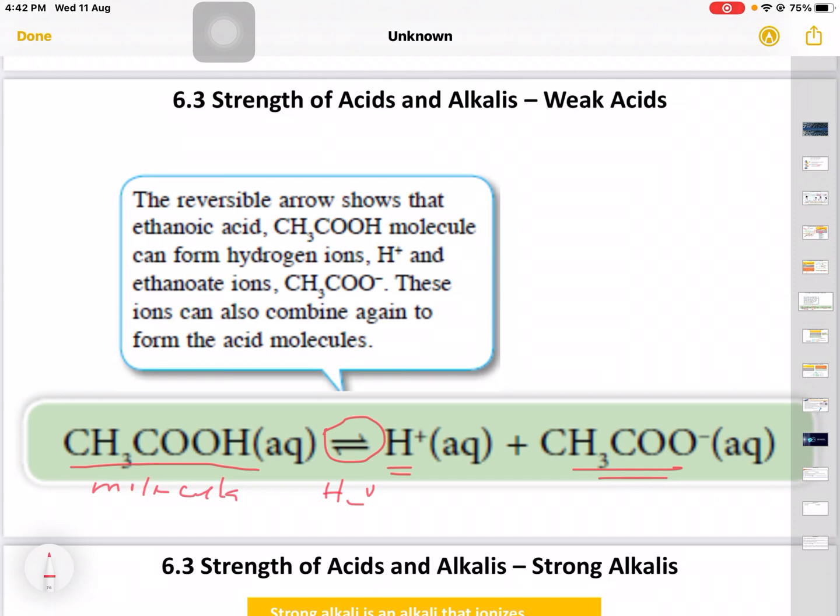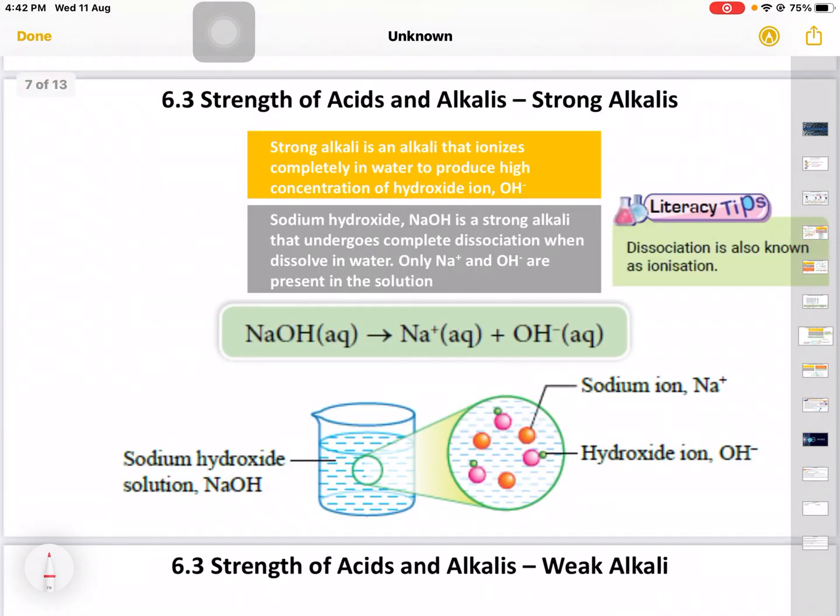Okay, now we move to the alkalis. We have strong alkalis and weak alkalis. The definition for strong alkali is an alkali that ionizes completely in water to produce a high concentration of hydroxide ion. For alkali, the higher the concentration of hydroxide ion, the higher the pH value.